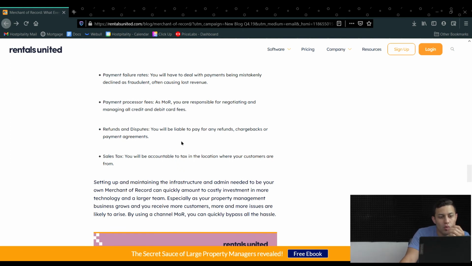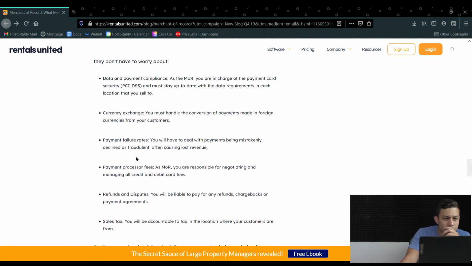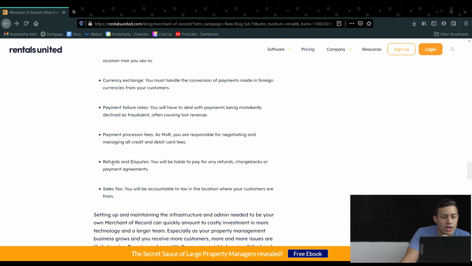Refunds and disputes. You will be liable to pay for any refunds, chargebacks, or payment disputes. So you don't have to worry about refunds and disputes. Well, you still have to be worried about refunds, because Airbnb is very, very liberal in terms of refunding your money. So you still have to be worried about refunds if there's a plausible, or even semi-plausible, claim for a refund. But disputes, you don't really have to worry about, and we're going to talk about disputes, chargebacks, and fraudulent attempts in a bit.